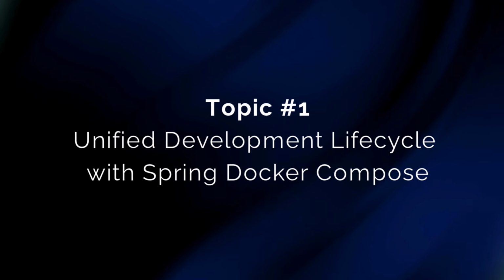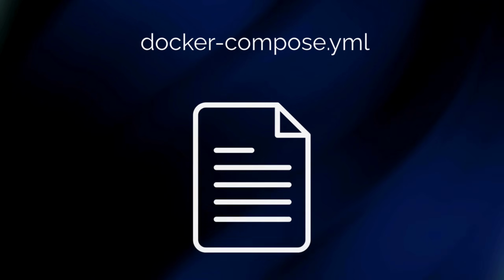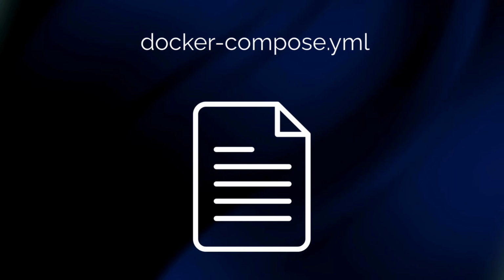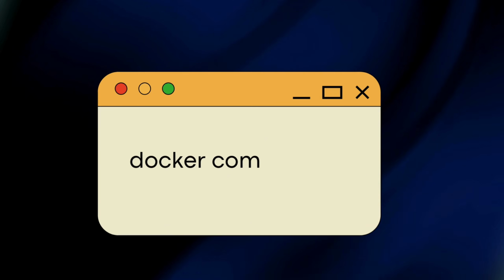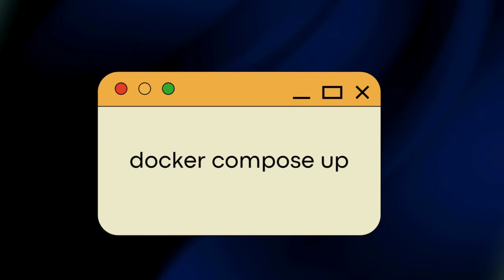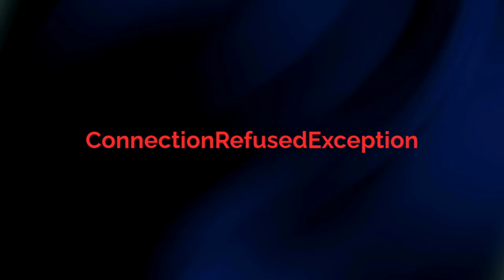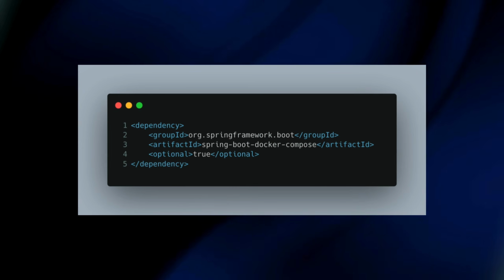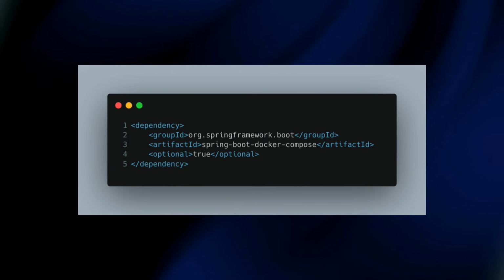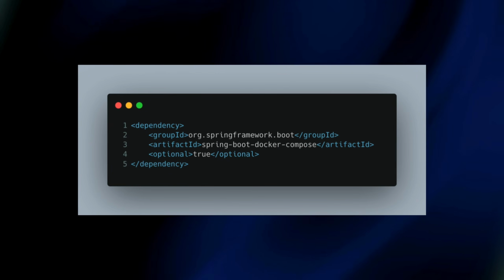In the old days, meaning 2 years ago, you had to manage your Docker Compose YAML manually. You'd run docker compose up, wait, then run your Spring Boot app. If you forgot the first step, your app crashed with a connection refused exception. In Spring Boot 3.4, we use the Spring Boot Docker Compose module. The application owns the infrastructure.